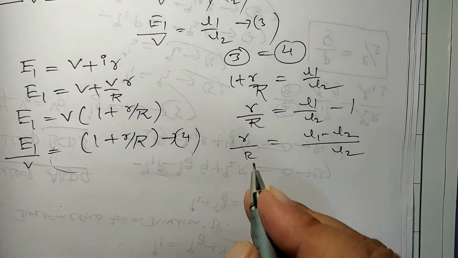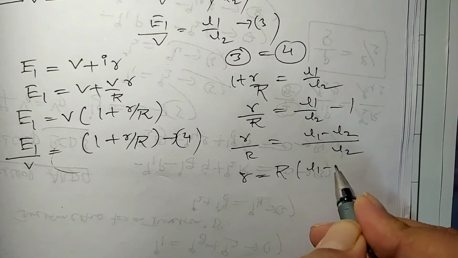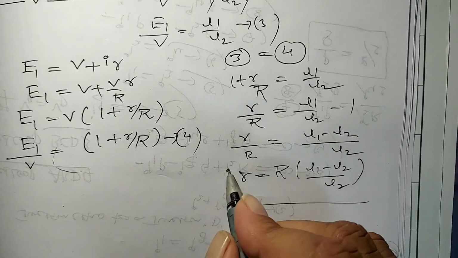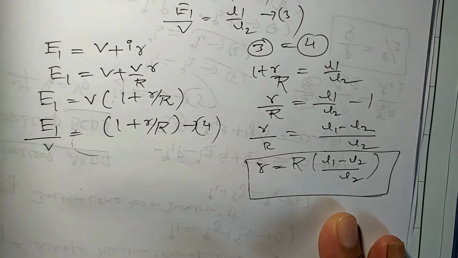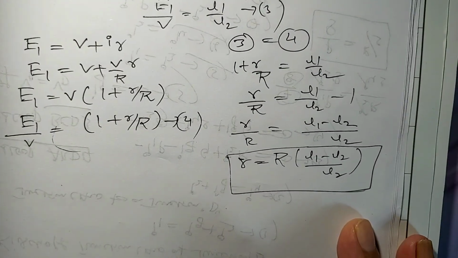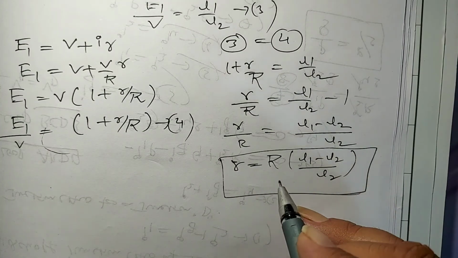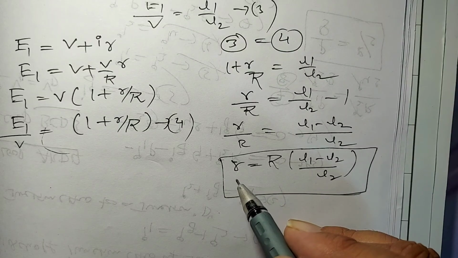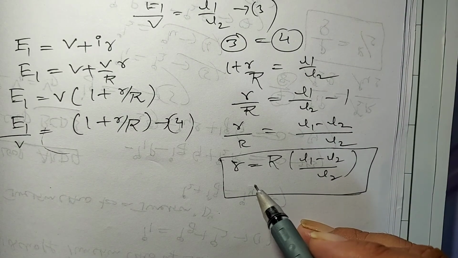Now we want to find small r. Small r is equal to capital R into L1 minus L2 divided by L2. This is the expression to find the internal resistance of a cell using the potentiometer. By substituting the values of L1, L2 and the external resistance R, we can easily find the internal resistance of the given cell using the potentiometer.